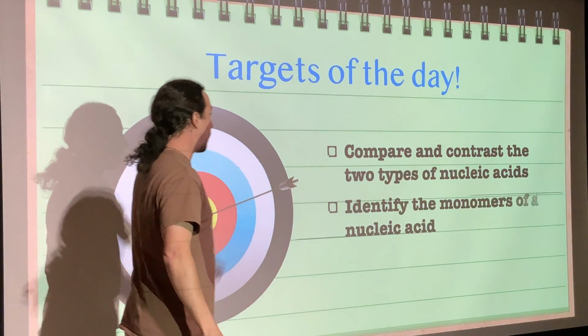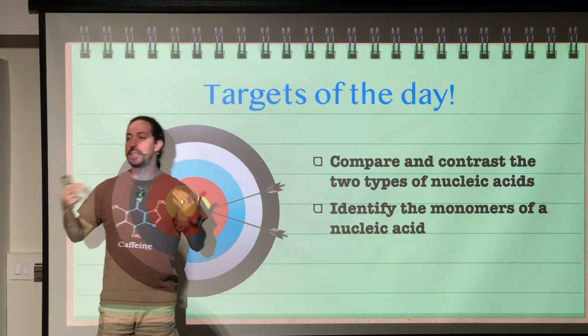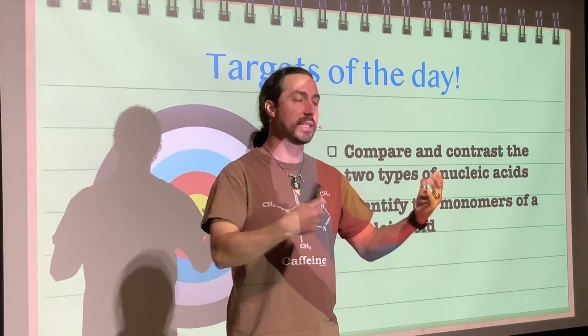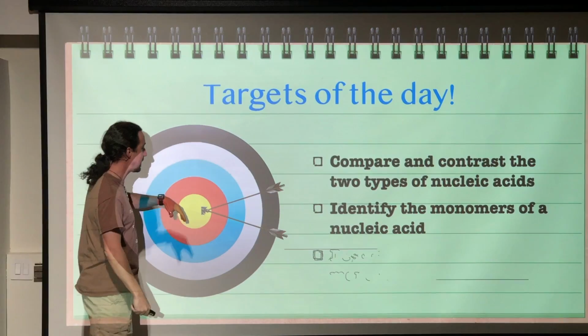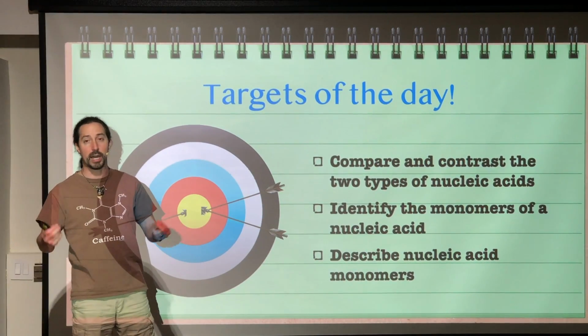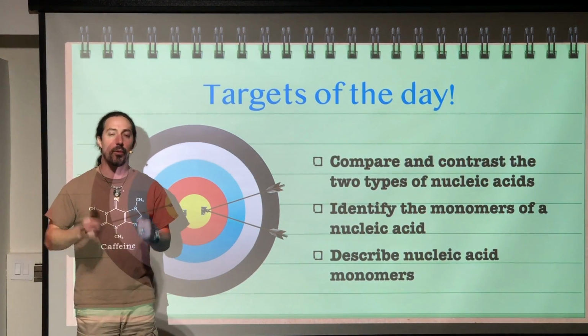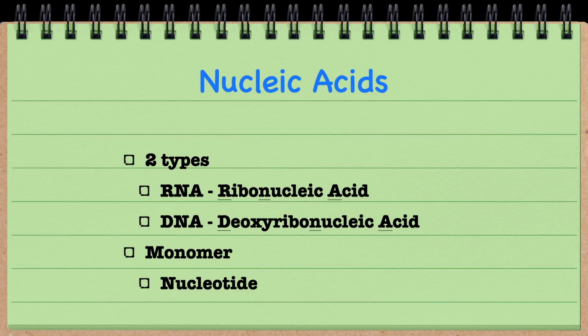Next, identify the monomers that make up nucleic acids. So we're going to have to be able to identify the different monomer that makes up these specific nucleic acids. And lastly, describing those specific monomers. What makes these monomers special? How are they set up? What's going on with that? So let's get this thing started.